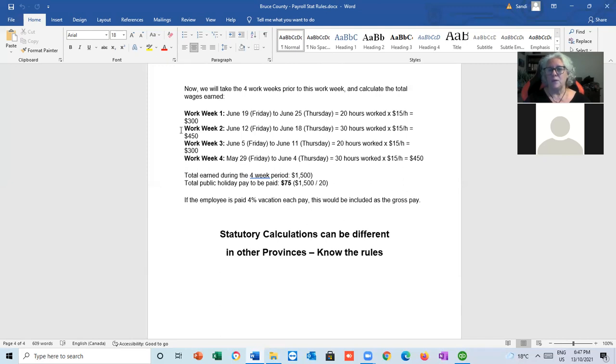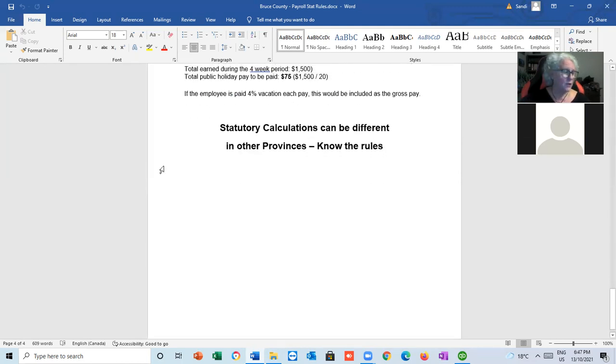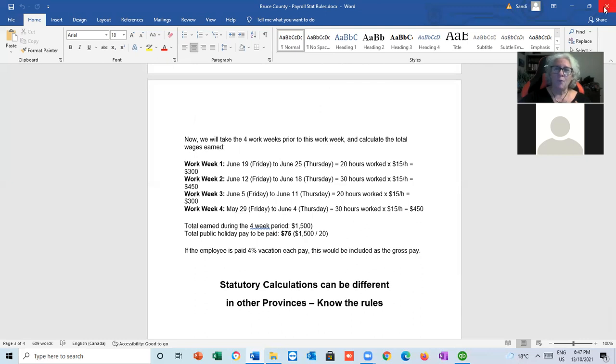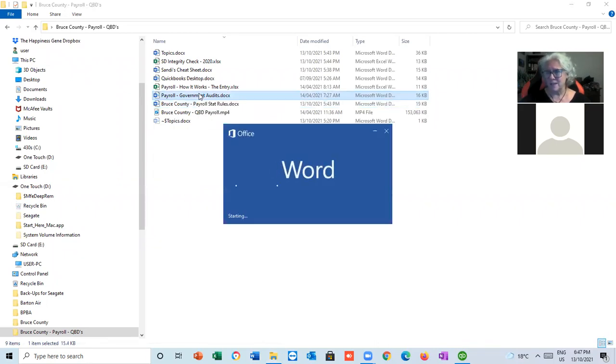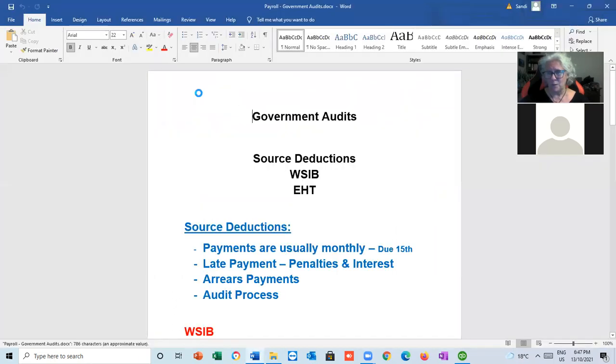And if the employee is paid 4% vacation pay each pay, this would be included in the gross pay. And that's pretty easy across the board, because if you have payroll in QuickBooks or Ceridian or ADP, the numbers are there. It doesn't take much to do that calculation. And that's your stat holidays. And it's important because if you don't do that right, employees normally know the rules, and they're going to take you to task if they didn't get paid the amount of money that they wanted to get paid.